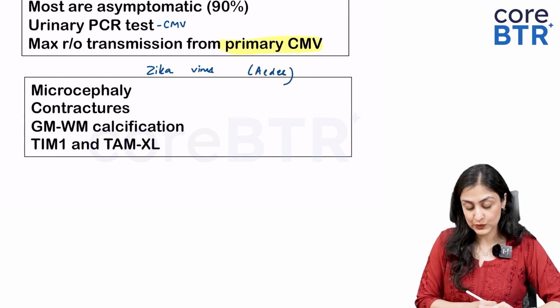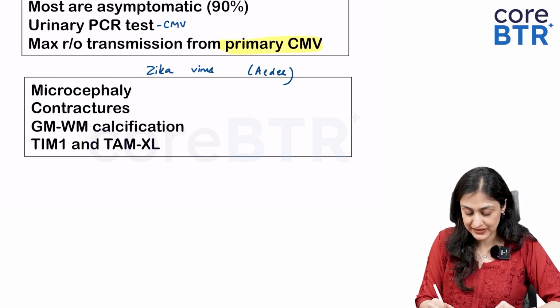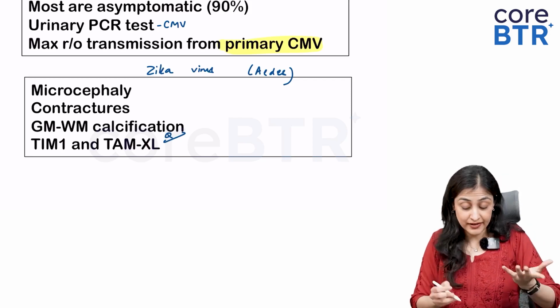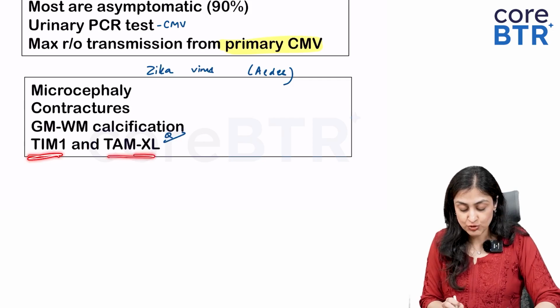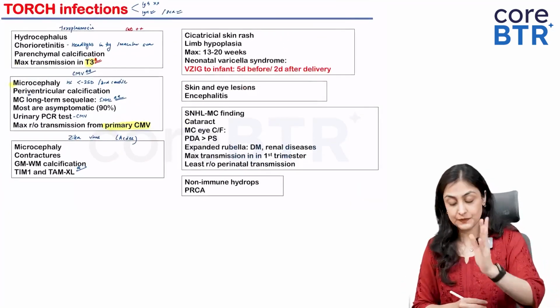So microcephaly will be there, there can be contractures, there's calcification, and this is an expected question. The mutations or genetic predisposition is with these mutations, that's TIM1 and TAM-XL. Okay, so that's Zika virus.